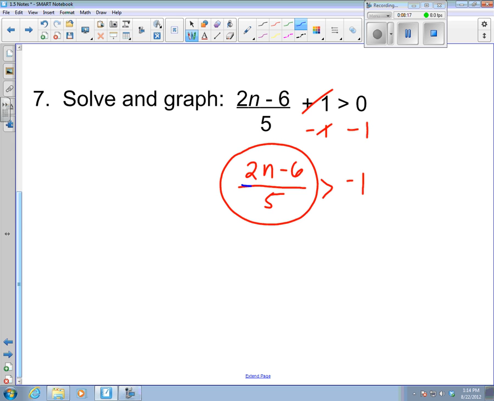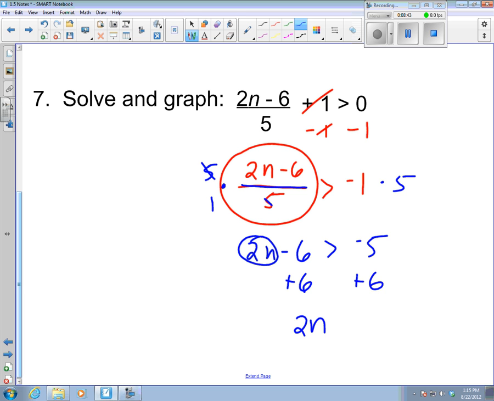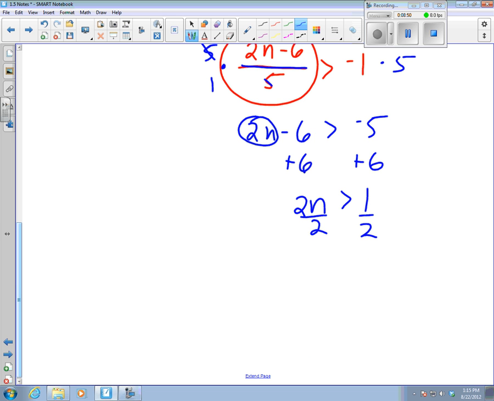You're dividing 2n minus 6 by 5, so if you multiply both sides by 5, these 5s will cancel out, giving us 2n minus 6 is greater than negative 5. Now, here's the 2n. To get that 2n by itself, I'm going to add 6 to both sides. 2n is greater than 1. And finally, divide by 2. The 2s cancel out to 1, and n is greater than 1/2.